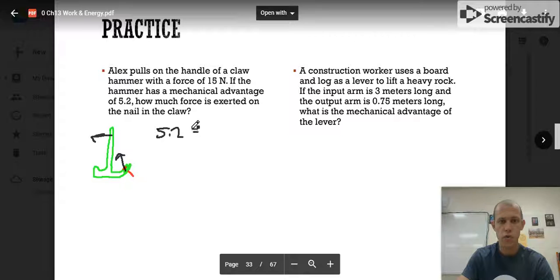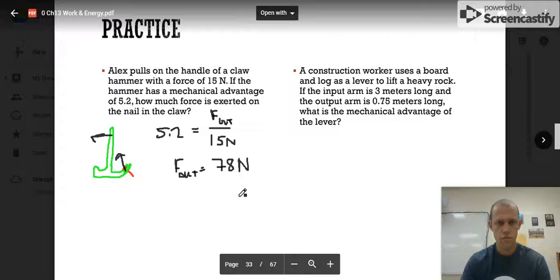We have known mechanical advantage always to be the force out divided by force in. So if he's putting in a force of 15 newtons and getting a 5.2 advantage, that means we're missing the force out. So times 15 by 5.2, and we will get the output force on the nail, which is 78 newtons.